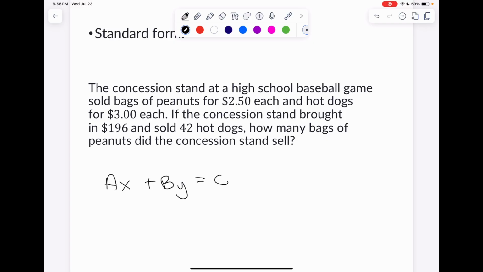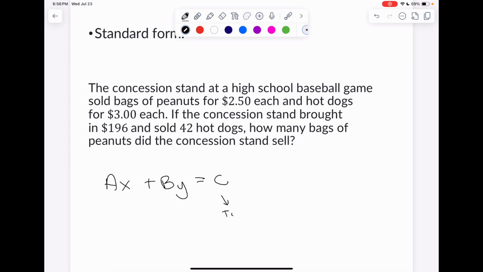So this says a concession stand at a high school baseball game sold peanuts for $2.50 each and hot dogs for $3 each. If the concession stand brought in $196 and sold 42 hot dogs, how many bags of peanuts did the concession stand sell? Well, if you think about it, the total amount of money we're going to make is going to be made up of two smaller subtotals. So we can think about it in the same way.